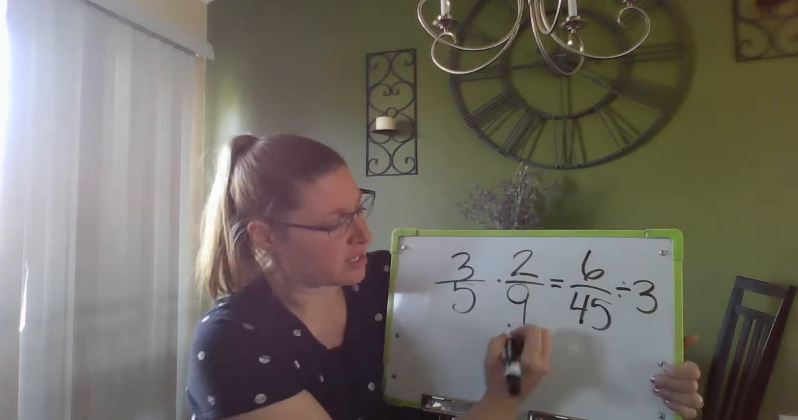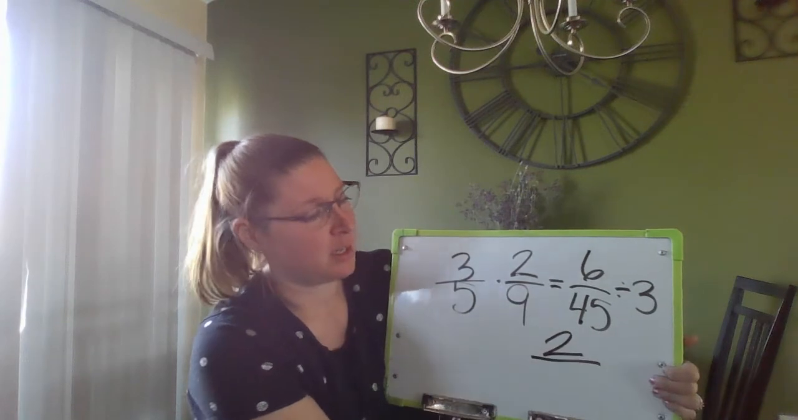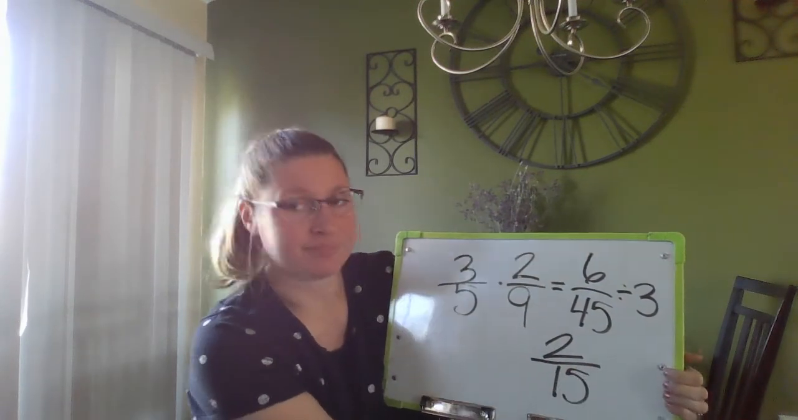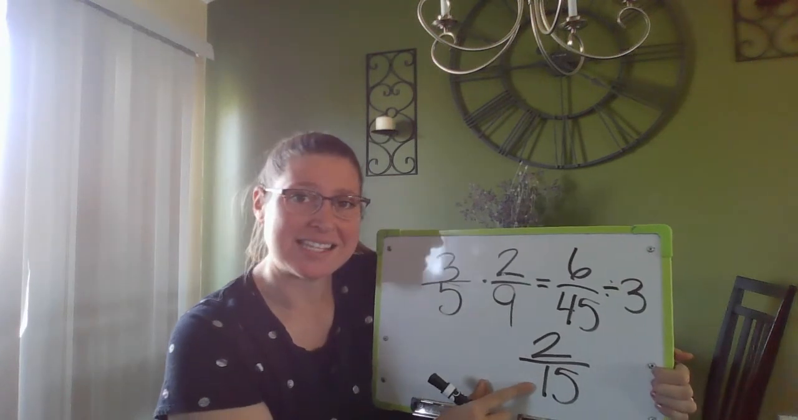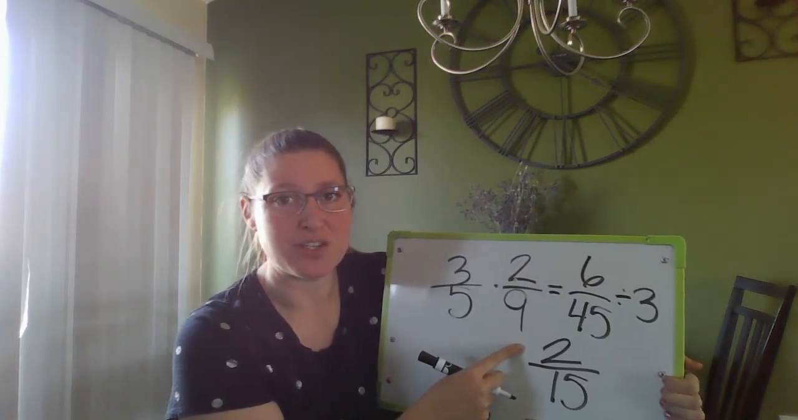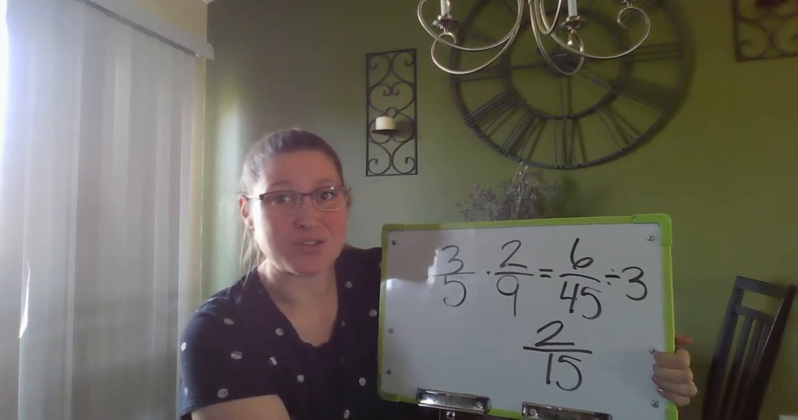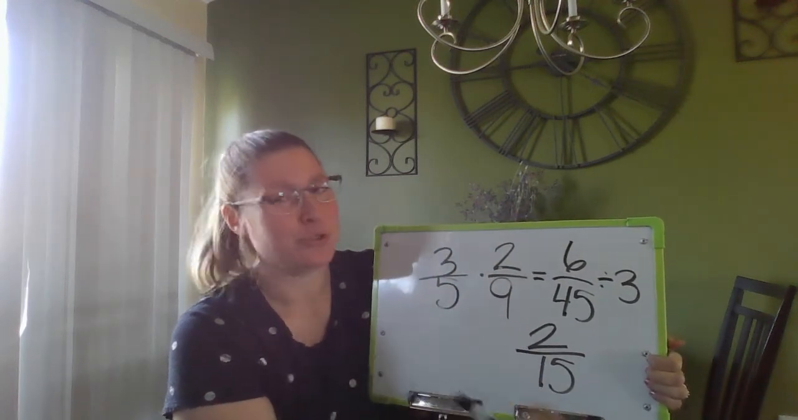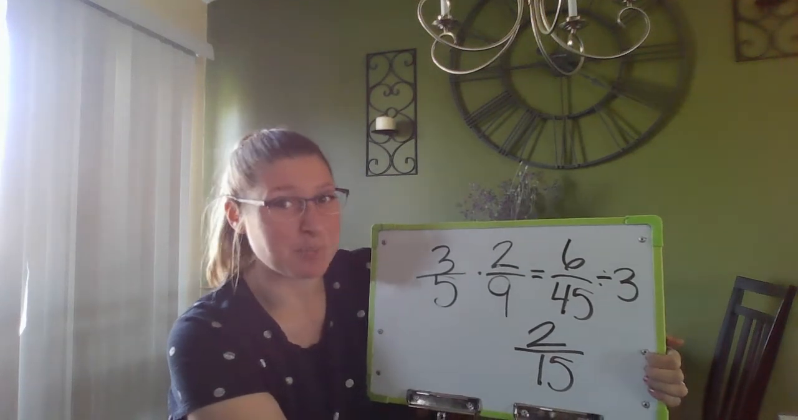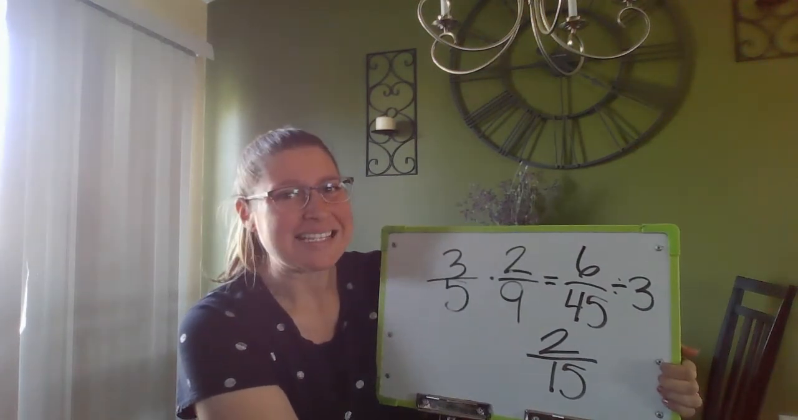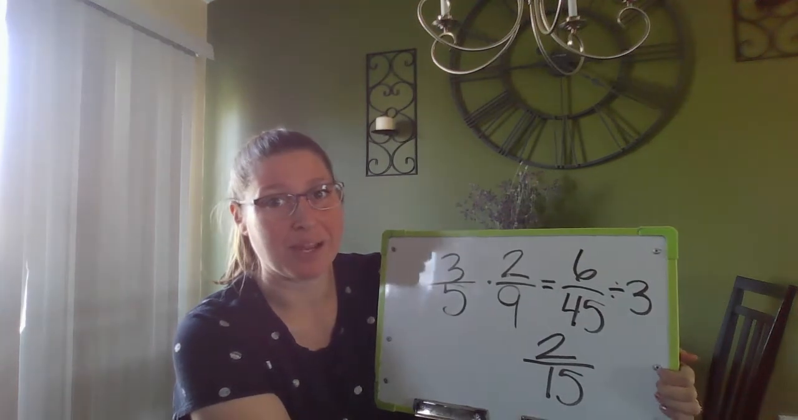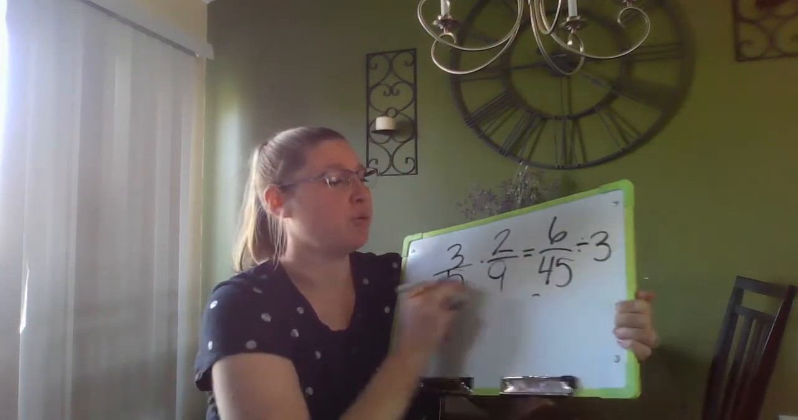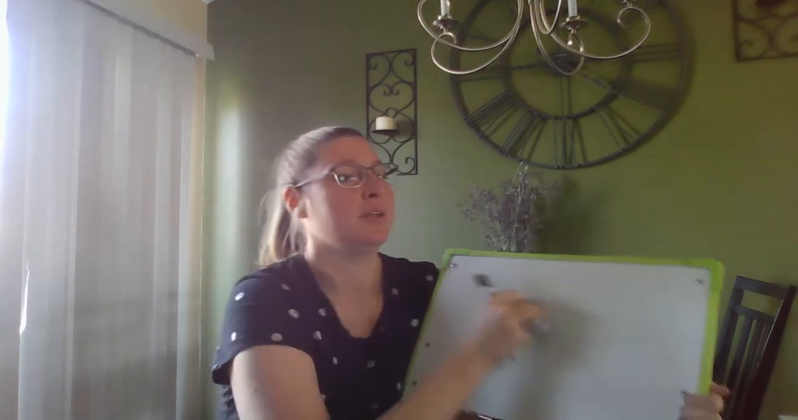6 divided by 3 is going to be 2. 45 divided by 3 is 15. 15 is not even, so I cannot divide by 2. So this is as far as I can go. So 3/5 times 2/9 equals 2/15. Simple, right? Well, it does get a little more complicated when we bring in mixed numbers, but I know you guys can do it. So let's do an example with some mixed numbers.